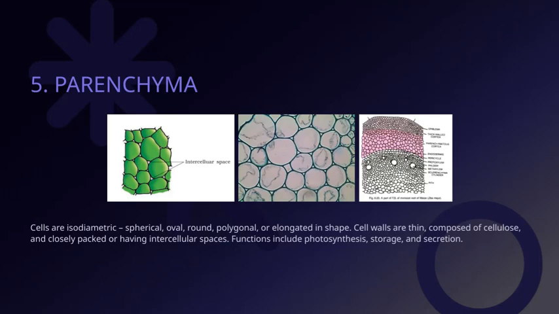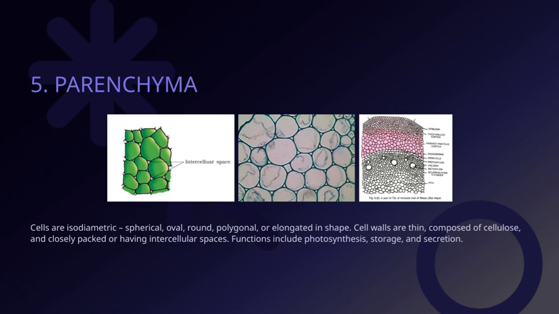Cells are isodiametric, which means they tend to be similar in all directions. They can be spherical, oval, round, polygonal, or elongated in shape. This variation in shape helps them perform different functions effectively. Their cell walls are generally thin and are made up of cellulose, providing structural support while remaining flexible.